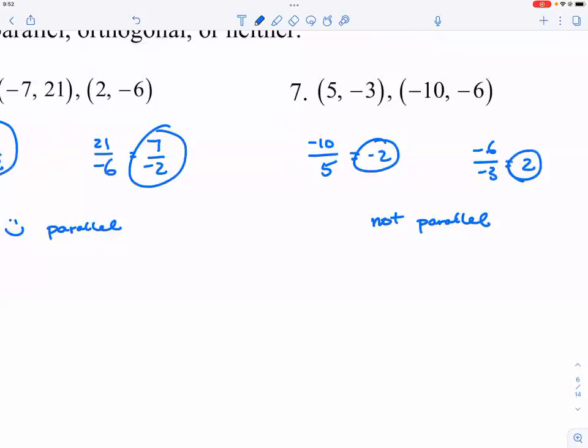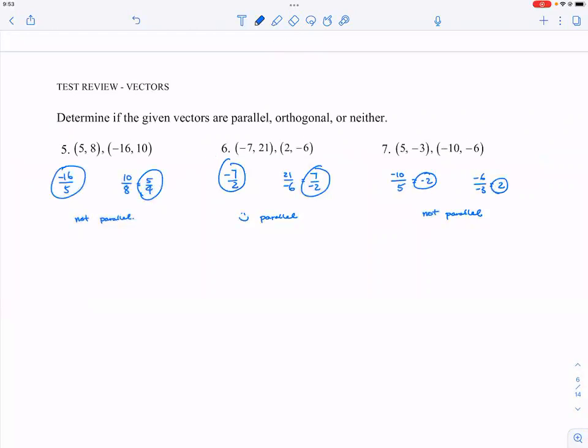Okay, so by looking at the ratio or the scale factor, you can tell whether they are parallel or not. So we found out the number 6, the one in the middle, is parallel. Then we don't have to search if they are perpendicular or not.